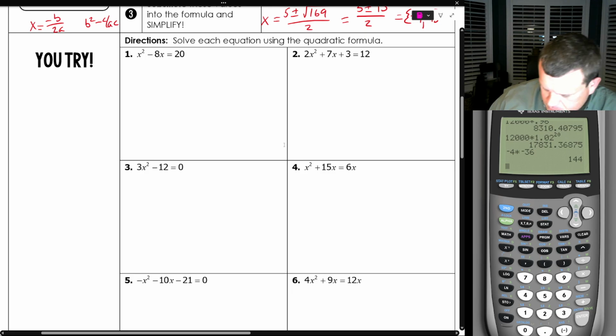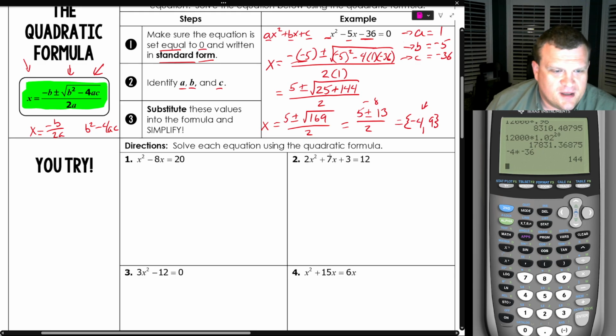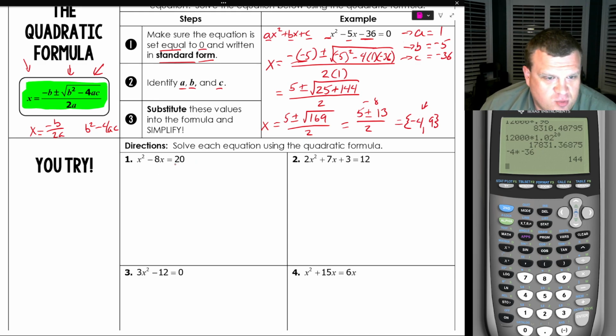So, number 1, we're going to party through this, okay? I got to get it equal to 0 first. So you'll notice we're not equal to 0, so we need to subtract the 20 from both sides, right? Doesn't have any like terms, so you're going to end up with x squared minus 8x minus 20 equals 0, all right? Cool. Now we can use the quadratic formula.